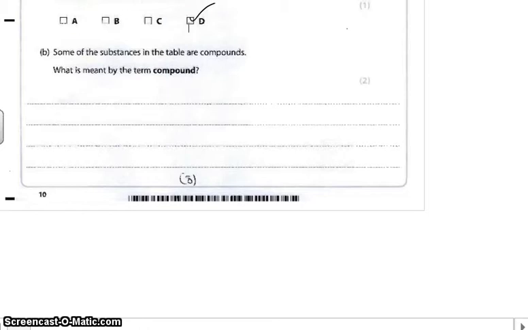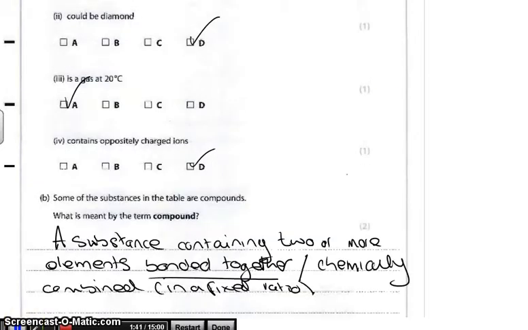Okay. So some of the substances in the table are compounds. What is meant by the term compound? So a compound is a substance that contains 2 or more elements bonded together. Now the key part of that definition is that the elements have to be bonded together. Instead of saying bonded together, you could also have said chemically combined in a fixed ratio.